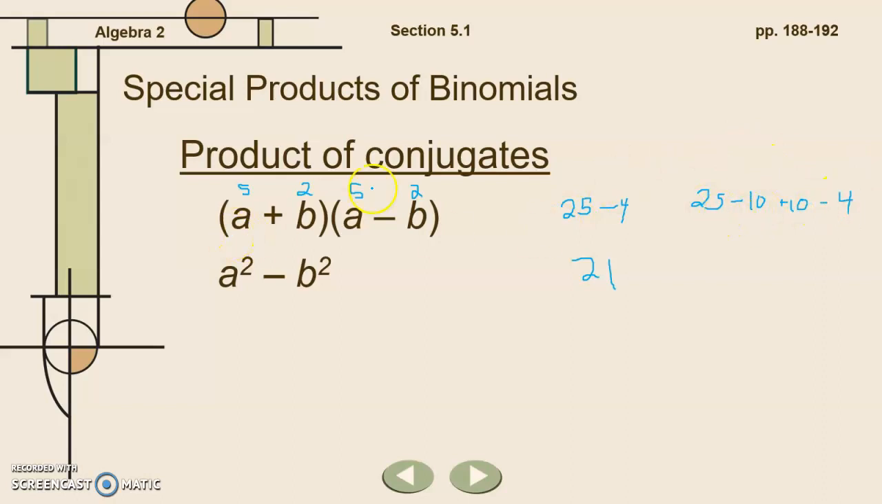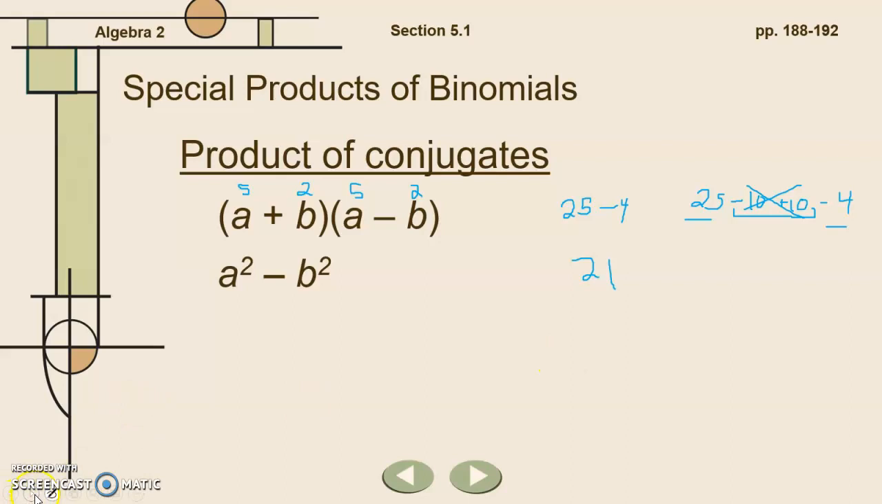And what you'll see is when we're dealing with conjugates, our outside and our inside terms are always the same thing, but opposites. They cancel each other out. Negative 10 and positive 10. And that will happen every time. They will always cancel each other out, which leaves us with 25 minus 4, which is what we had over here. So because we know that those outside and inside terms are always going to cancel each other out in conjugates, we just have to do the first term and the last term. So that's how we ended up with 21.